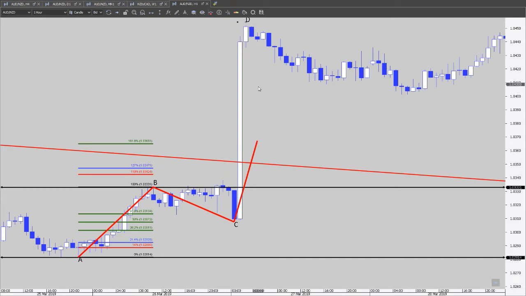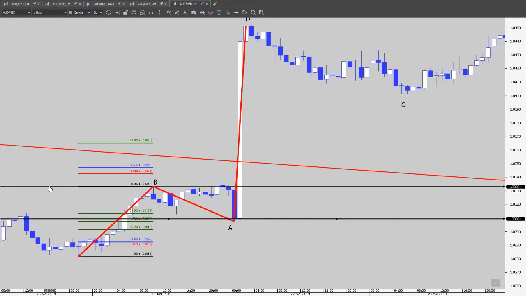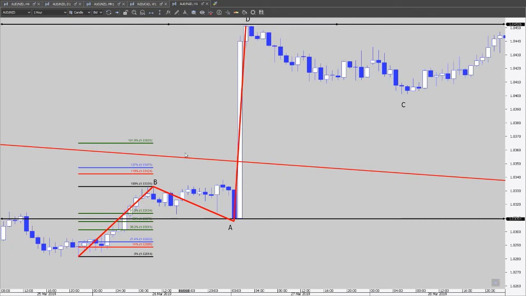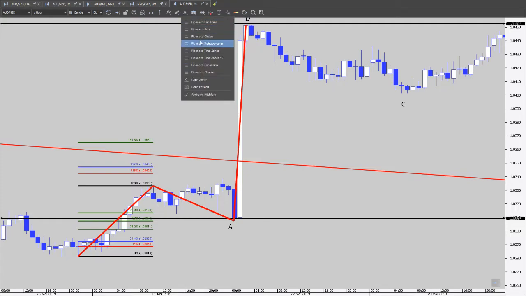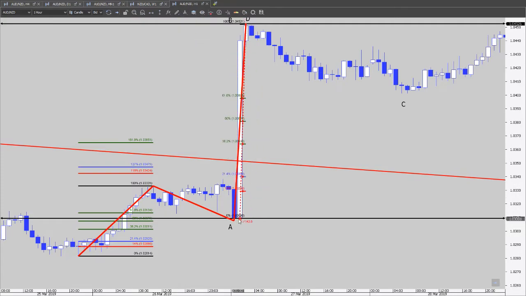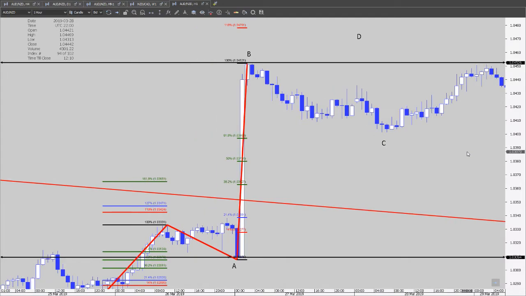The D is up here, right? It must be a high, so A, B, C, D, and A goes to C. A goes to C, and this is our new A, and our B goes to D up here. This is the B, and we are going to draw the Fibonacci retracement tool again. So A, B, C, D. This is our B up here, right?